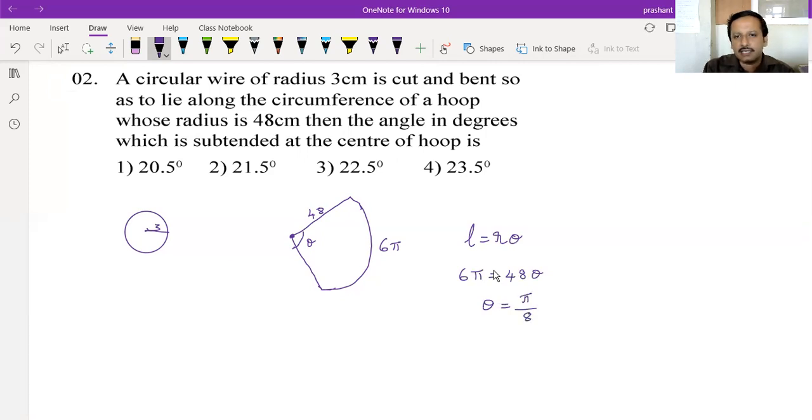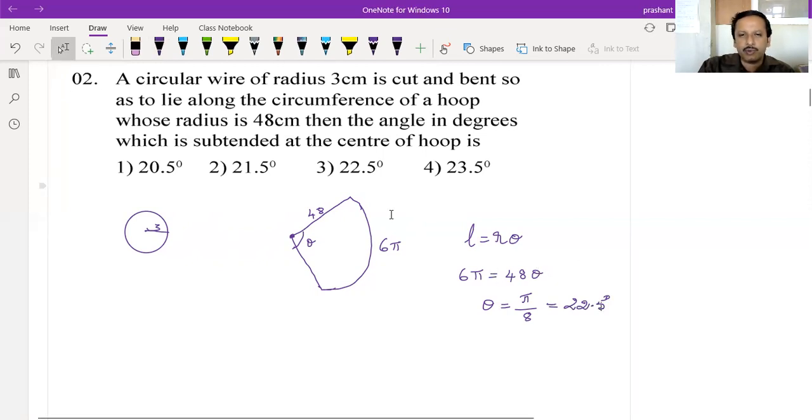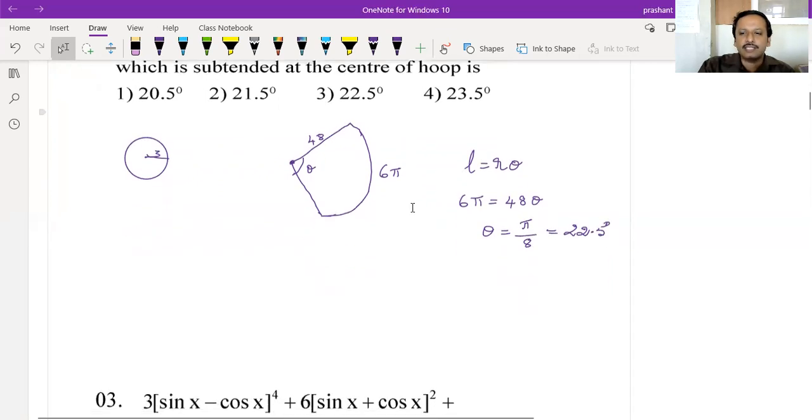Now the question is find the angle in degrees. So convert this radians into degrees. As you know, pi by 4 radians is 45 degrees. This is pi by 8, which is half of that. 45 divided by 2. So that will be 22.5 degrees. So 22.5, which means the third option is the right answer. Let's go to the next question now.